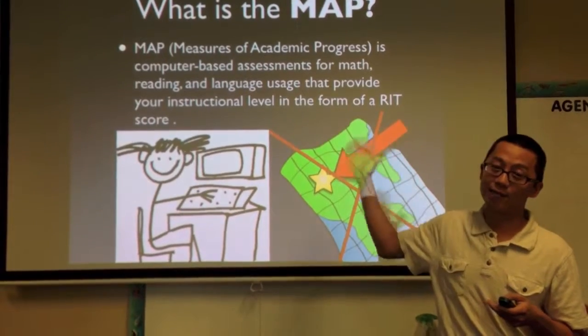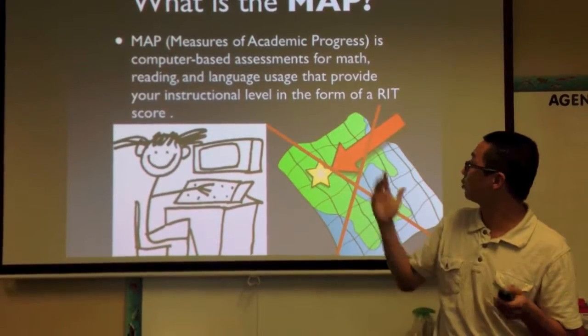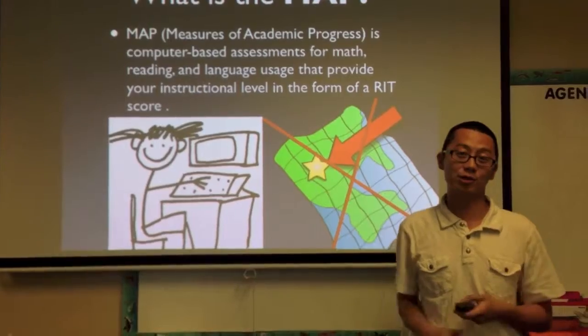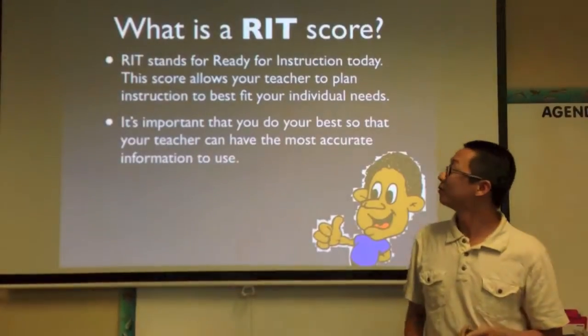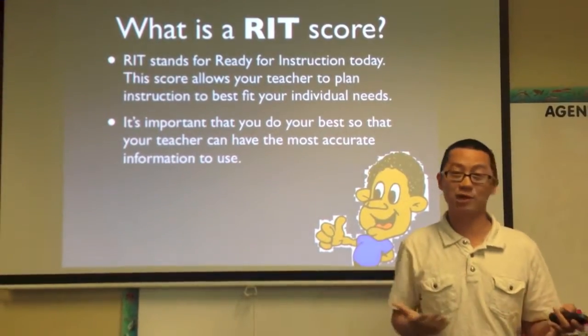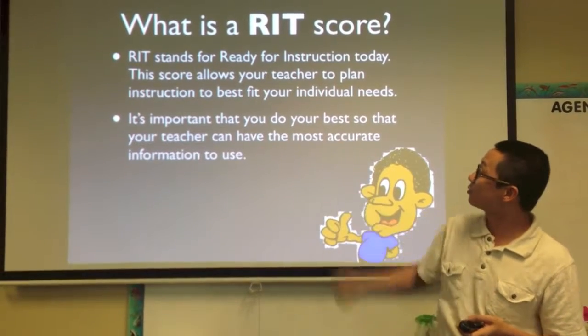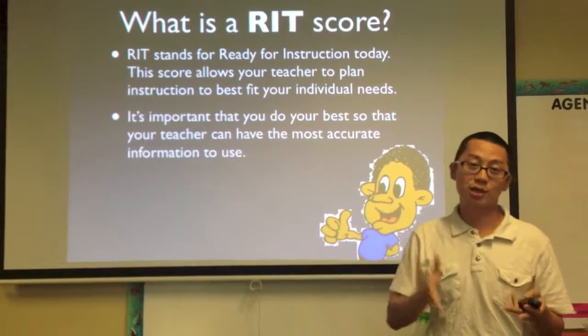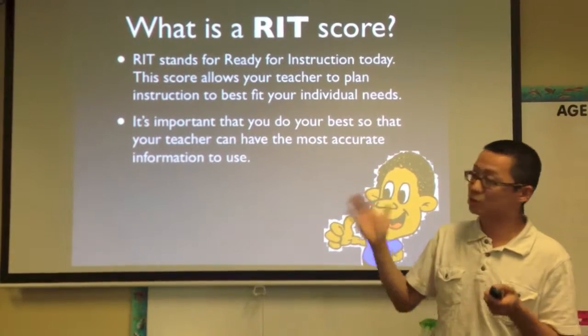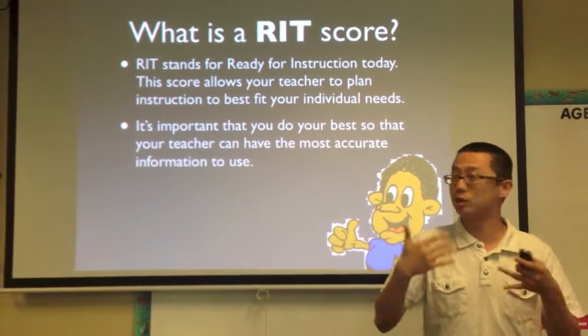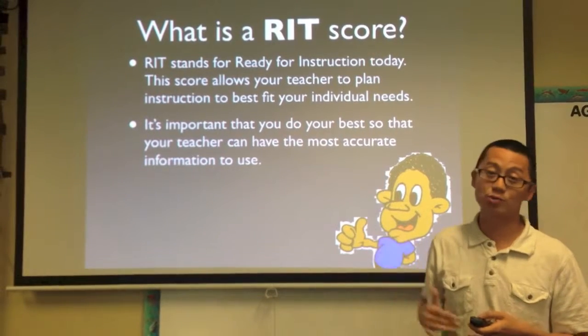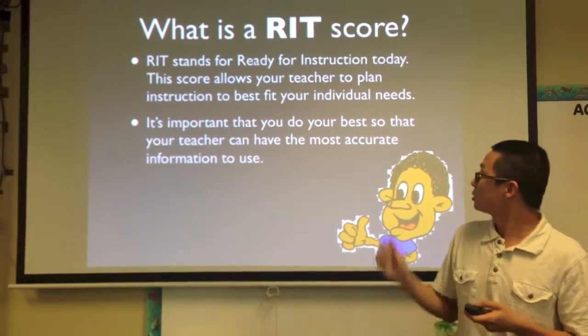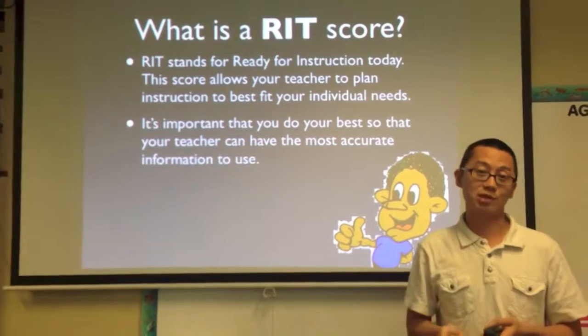You're going to be taking it in math, reading, language arts, things that you already know about, and your final score is called a RIT score. What's a RIT? Something that we probably haven't talked about too much. This stands for what's called Ready for Instruction Today. And what this score does is it allows the teacher to plan some instruction that fits your needs based on where you are. That's why it's really important to do your best, so that your teacher can have the most accurate information to use.